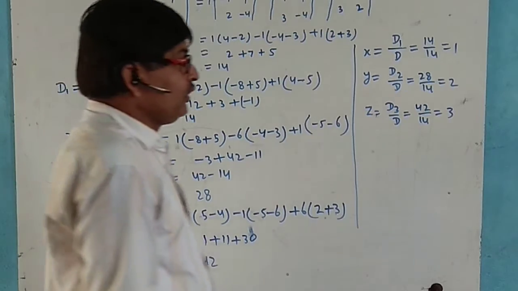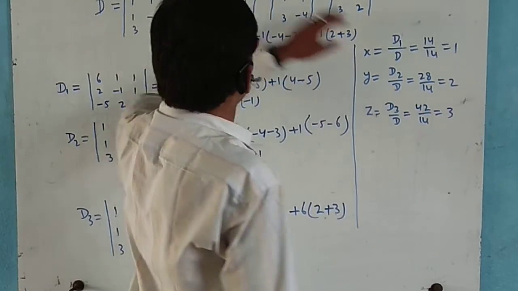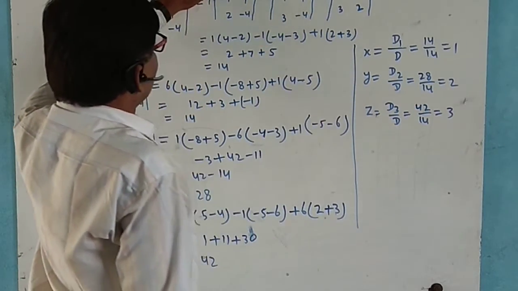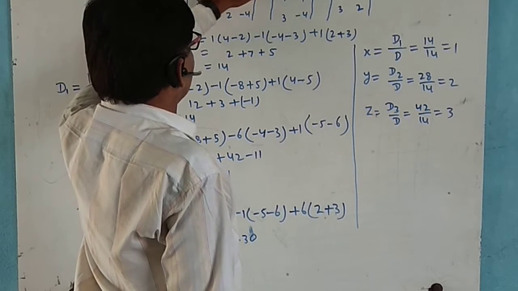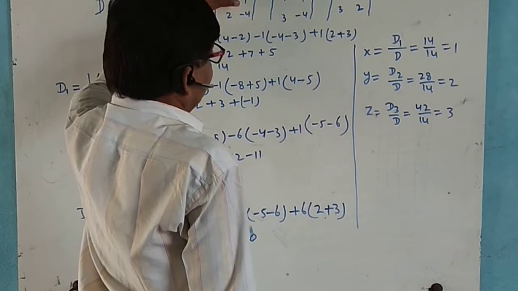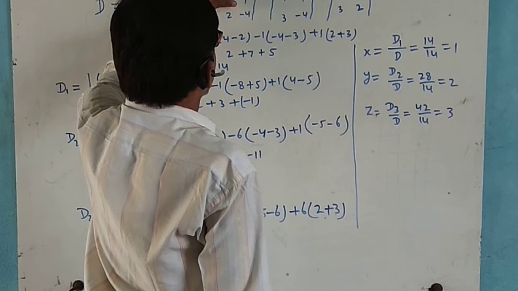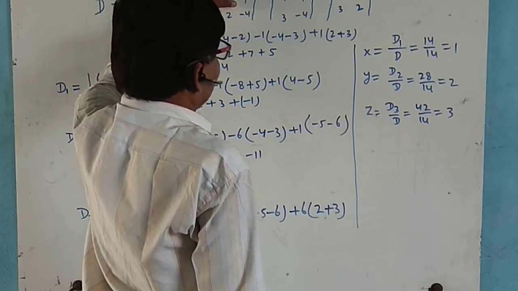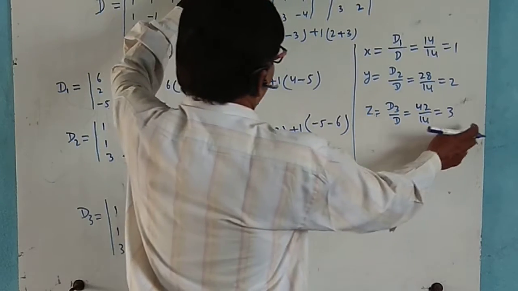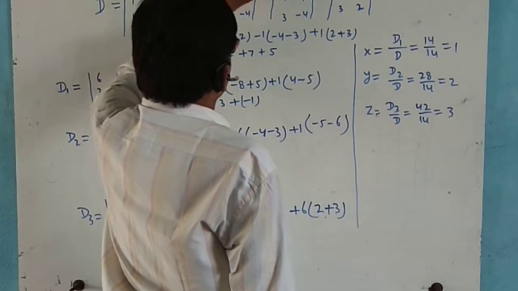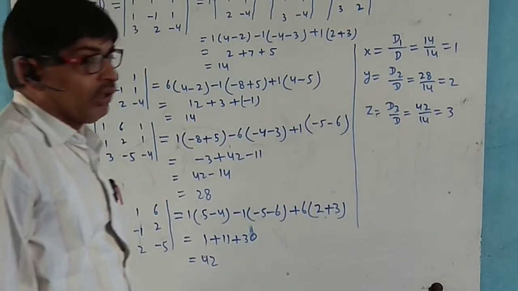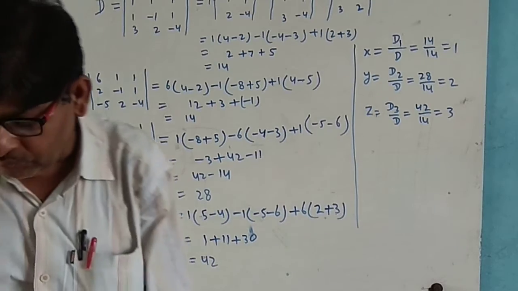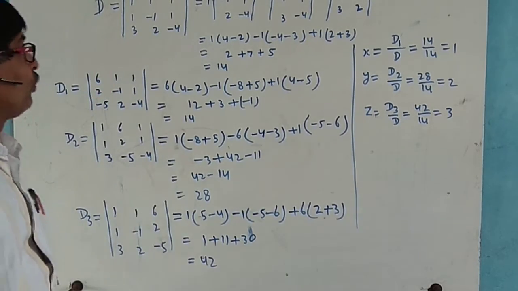We can also check this by putting these values in equations 1 to 3. Here z is 3, and 1 times 4 minus 2 is equal to 2, so our answer is correct. Now we take another problem.